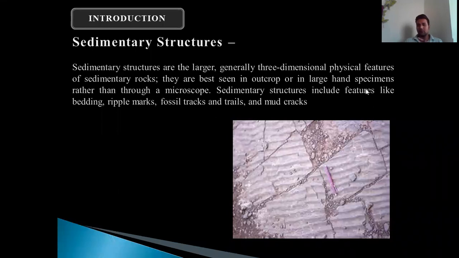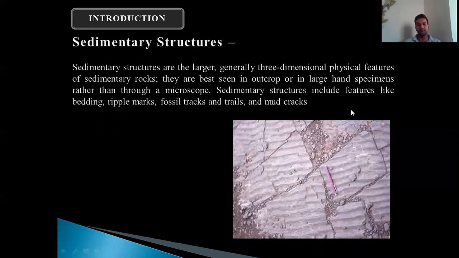The different processes, or the different evolutionary steps of a specific sedimentary rock, develop different kinds of sedimentary structures on it. The different environment in which sedimentation is going on, or the different agencies responsible for the formation of the sedimentary rock, will definitely develop different kinds of structures. So basically, sedimentary structures include features like bedding, ripple marks, fossil tracks and trails, and mud cracks. These are the major sedimentary structures we can see in outcrops or large hand specimens.